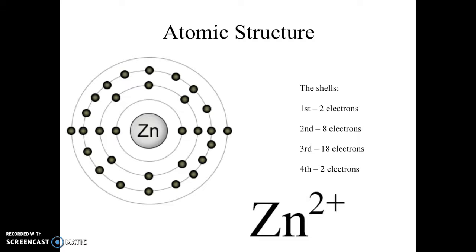Zinc is a metal, and all metals will form positive ions by donating electrons instead of receiving them. Zinc has 2 electrons in the outer shell and would really like to get rid of them. So when donating the electrons, zinc will then have more protons than electrons, and because protons are positive and electrons are negative, the charge will therefore be positive.